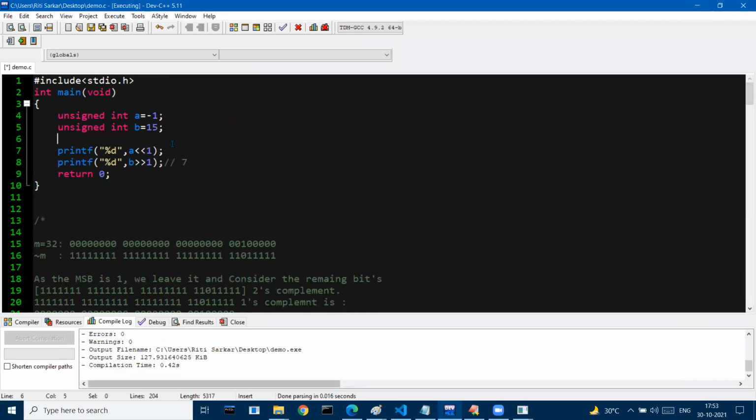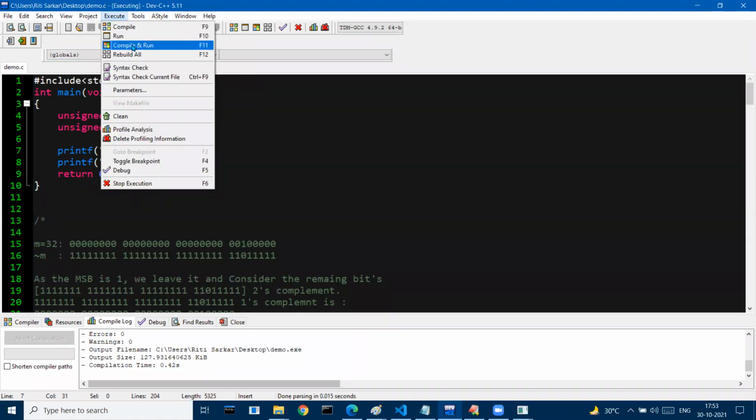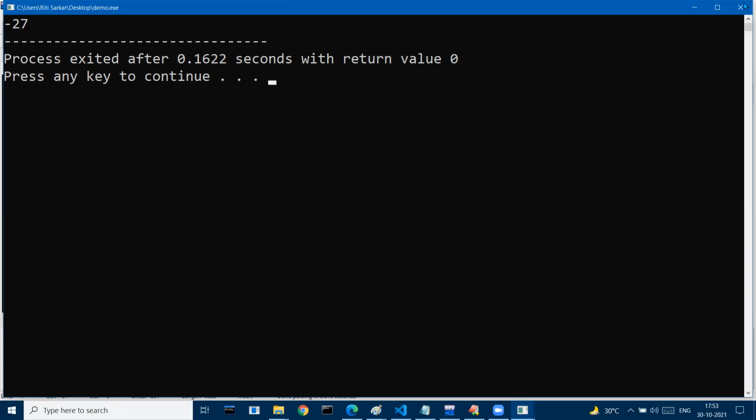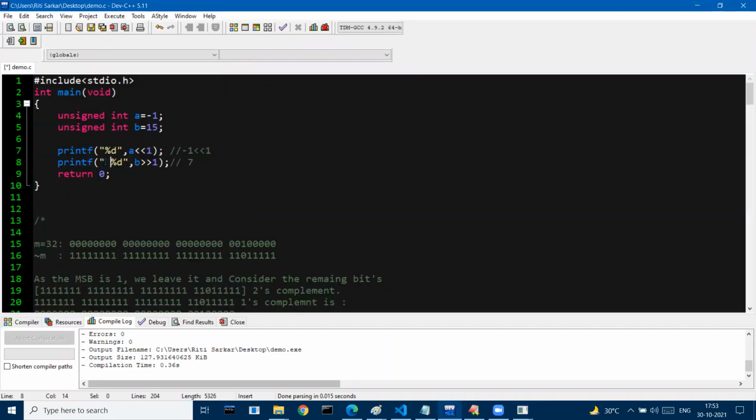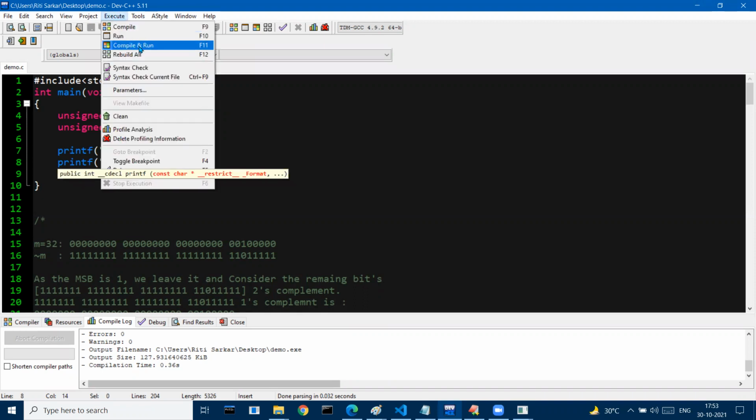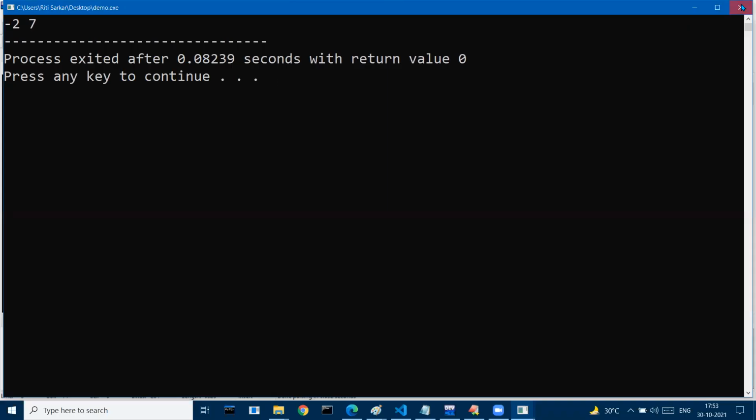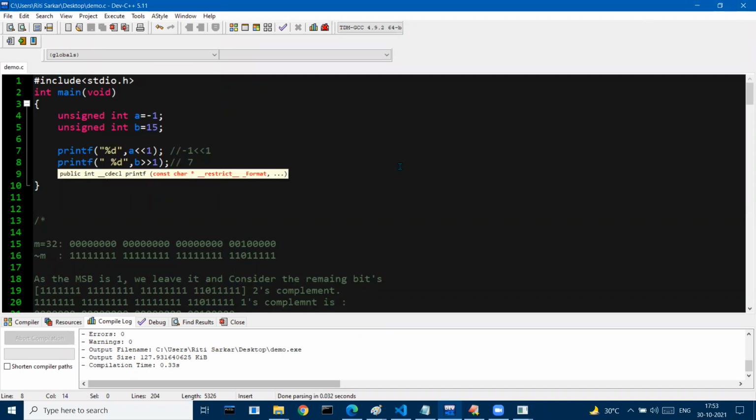-1. It actually means what? -1 left shift by 1. So -1 into 2 to the power 1. Yes, perfect. Execute, compile and run. -2. Let me give some space here so that you can see that. Execute, compile and run. This is all about the shift operator, guys. So almost all the operators, whatever are existing, we discussed. Let me go for one more.